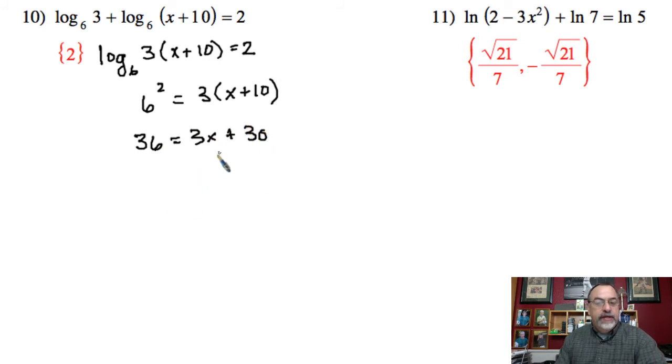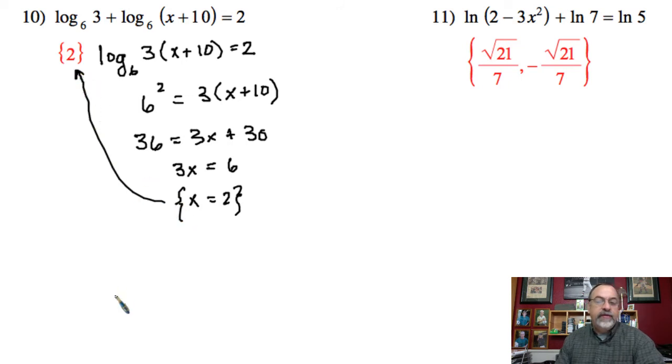Squaring both sides, and then we're going to subtract 30 from both sides. 6, so x is going to be equal to 2. Alright, and we have our answer.